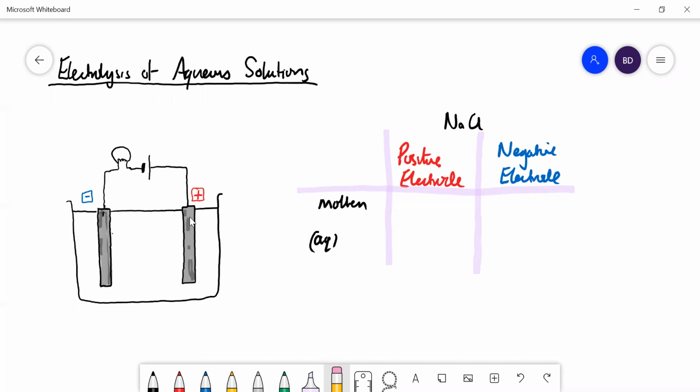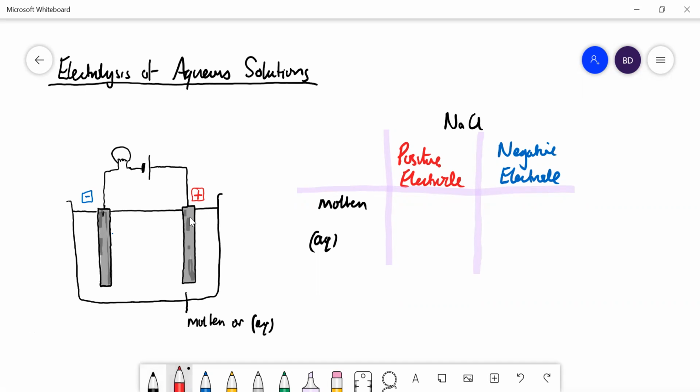Now, obviously, for this to conduct electricity, whatever you've got in this beaker, the ions need to be able to move. So they either need to be molten or dissolved in water, aqueous solution. And then they can move about, move to the electrodes and carry the current.